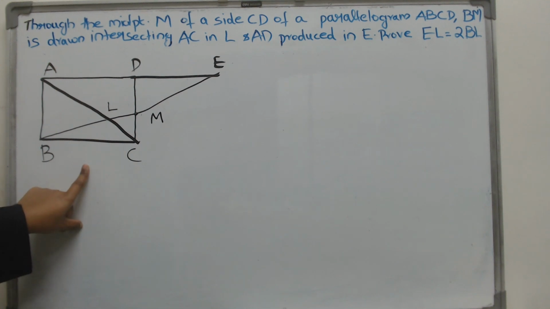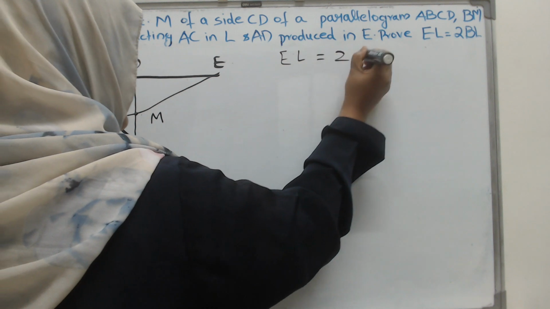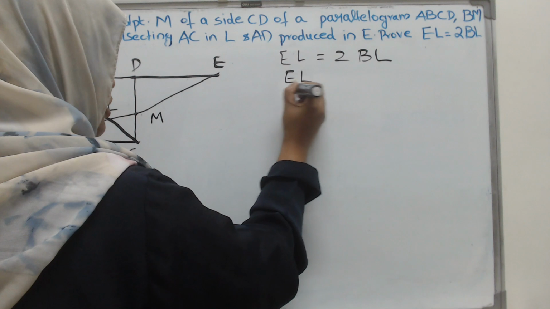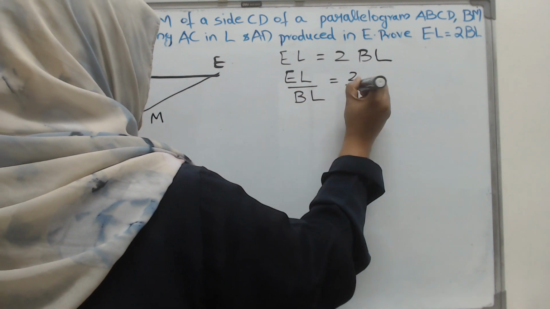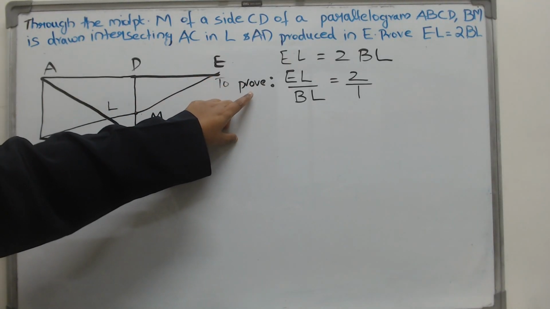And what is the result that we have to prove? We have to prove that EL is 2 times BL, or in other words, the ratio EL by BL is equal to 2 by 1. So this is the result that we need to prove.